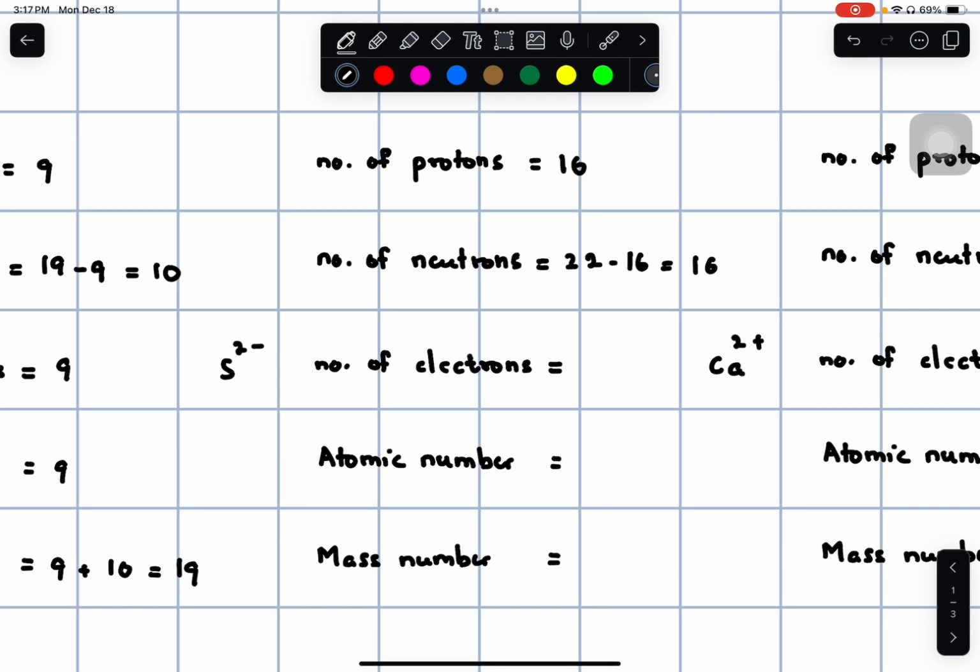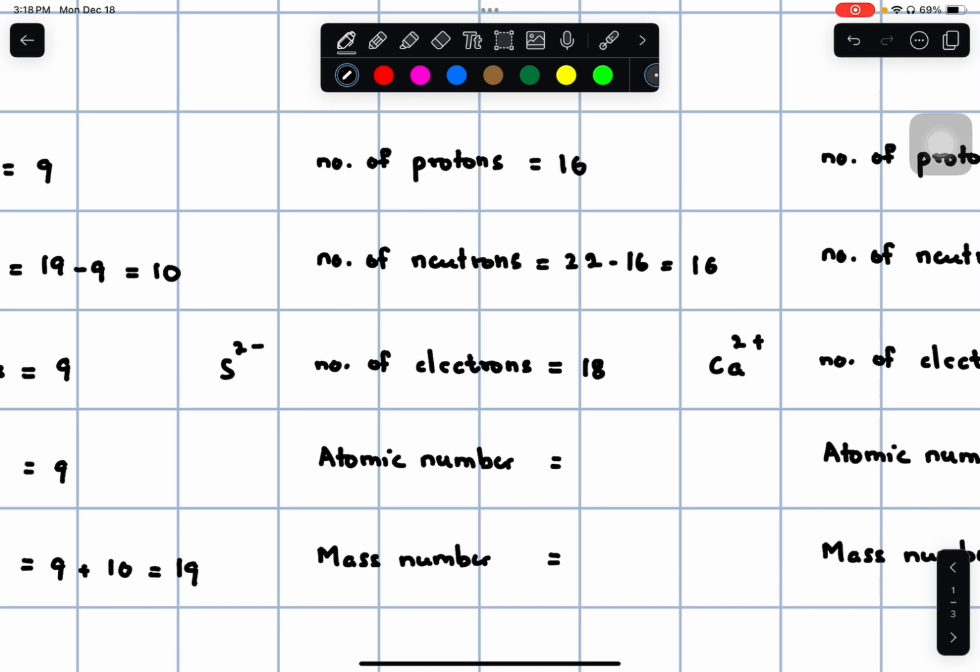Now, the number of electrons, this is where you have to be a little bit careful. Because it's a negative ion, it has 2 more electrons. Because why? It's 2 minus here. It has 2 more electrons than a neutral atom. A neutral atom would have 16 electrons. Now, because there are 2 extra electrons, this would be 18 electrons.